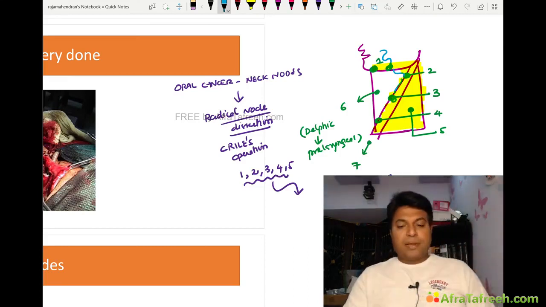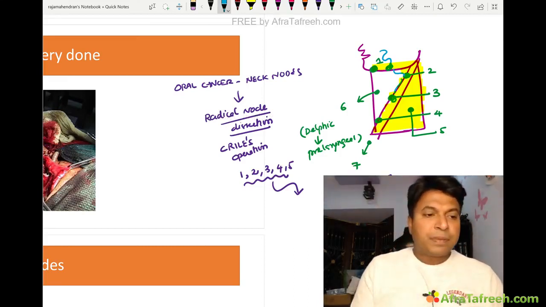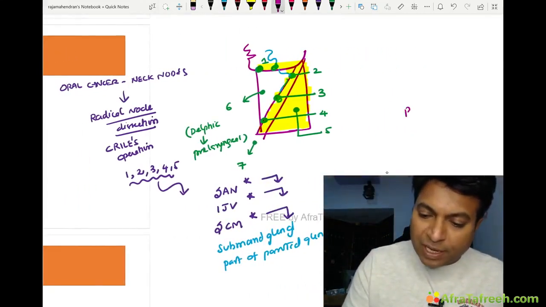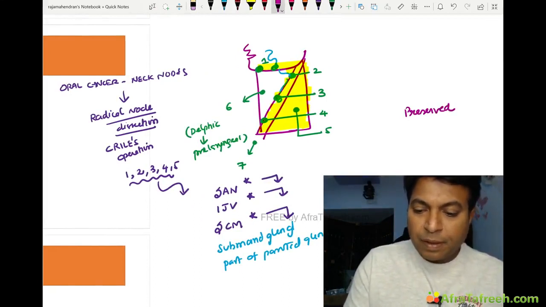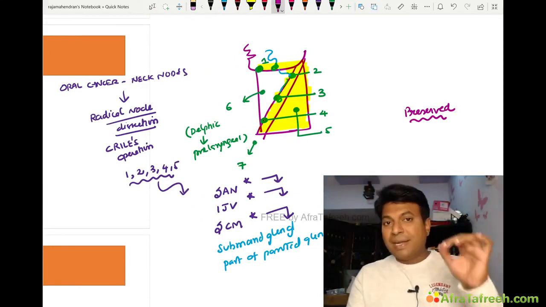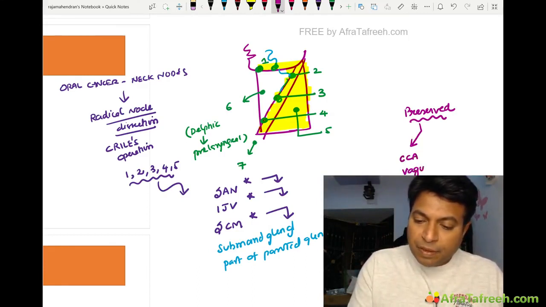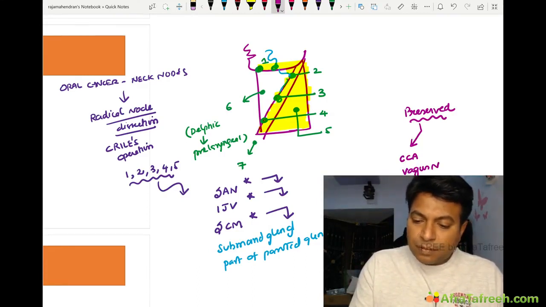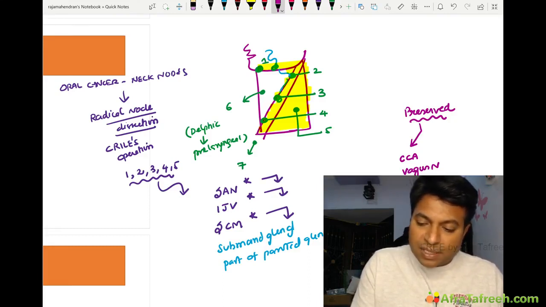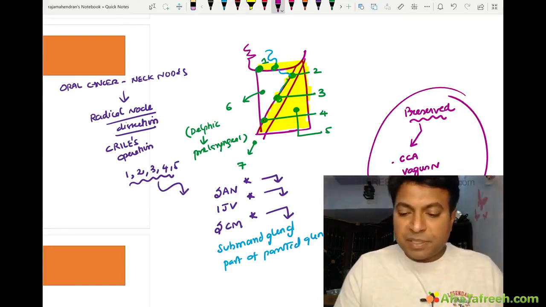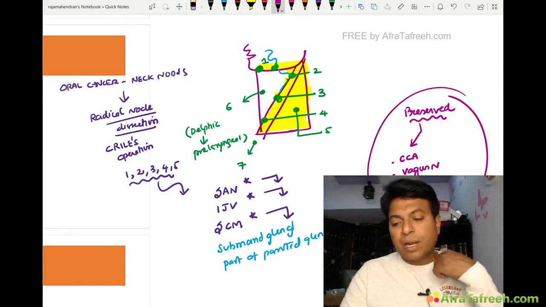So last year there was a question in radical neck node dissection: what are the structures you preserve? Don't forget what are the structures you preserve in a radical neck node dissection. Many students get confused between MRND preserved and radical neck node preserved. So in radical neck node dissection, the structures preserved are common carotid artery, vagus nerve, lingual nerve, hypoglossal nerve. So please don't forget.